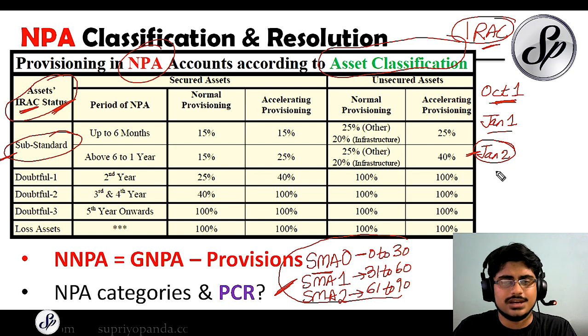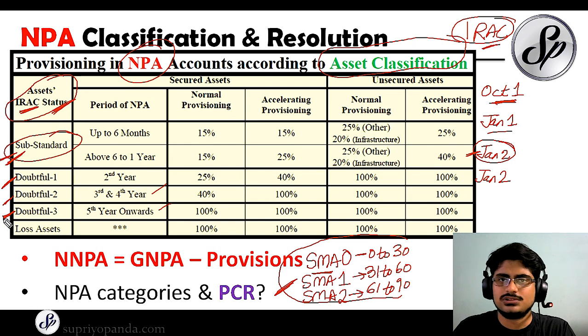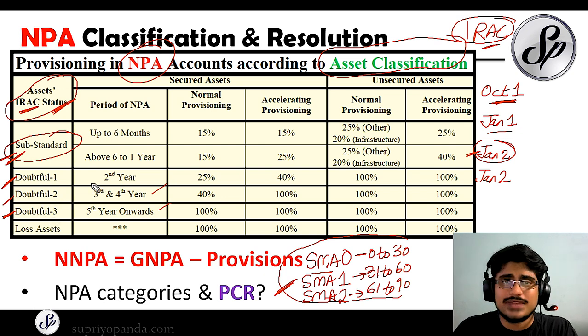It stays as a substandard account for that 1 year, until January 2 of 2022. Then if you are still not paying back, it goes to the doubtful categories. It becomes D1, or doubtful 1, for the second year. If your account is an NPA for the second year as well, then you get to the doubtful 1 asset, and then you go to doubtful 2 if it is for the third and fourth year, and from the fifth year onwards it is doubtful 3. So these are the classifications of the account as per the time it spends as a non-performing asset. That's our asset classification.